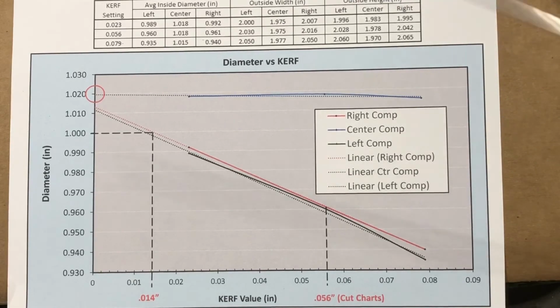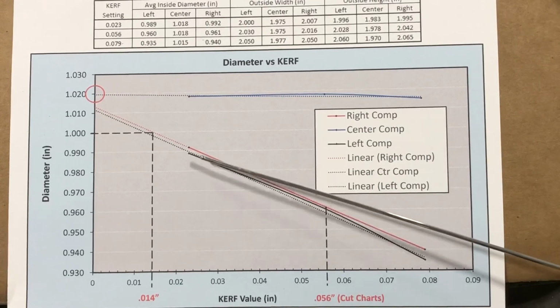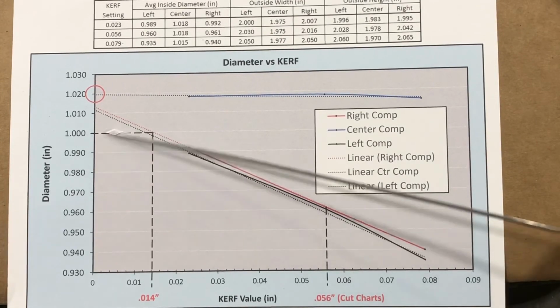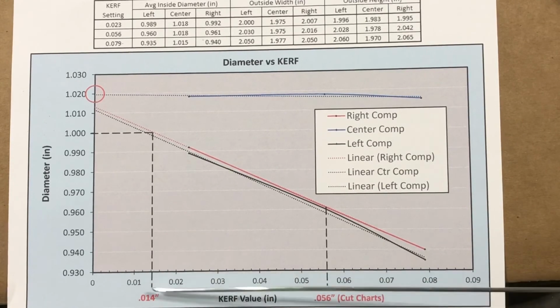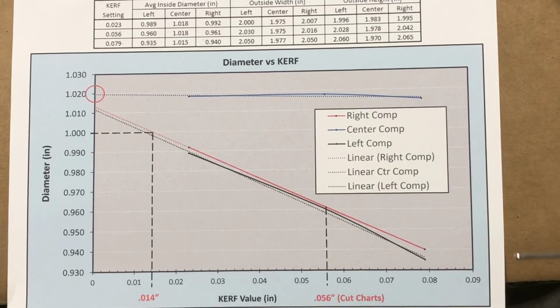And here's why. Let's say again I'm trying to create an inside diameter of an accurate dimension. Let's say the 1 inch. I can take from here and say, well, where did that 1 inch occur? And I can come down and say, oh, my kerf needs to be 14 thousandths of an inch.